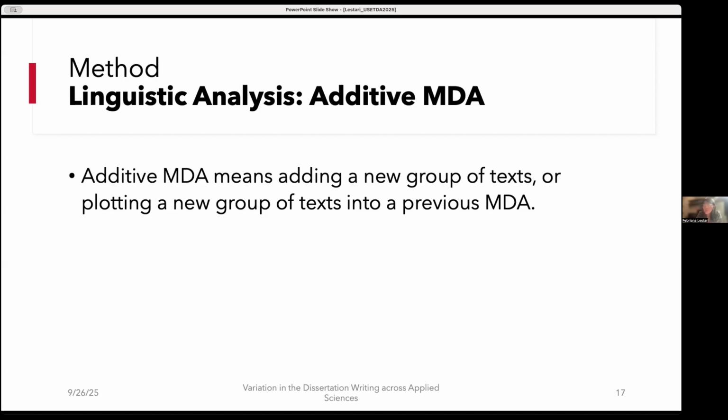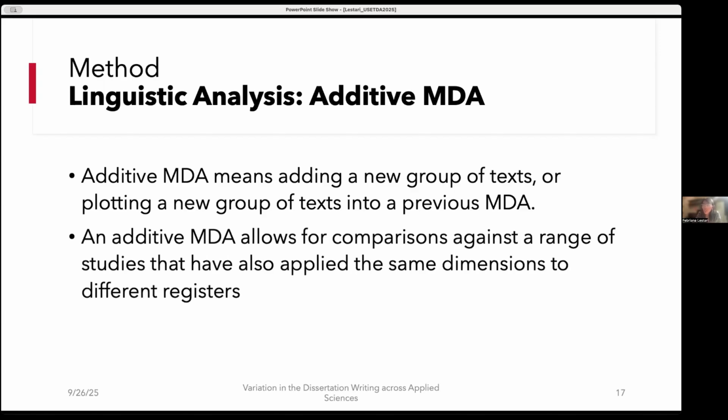The additive MDA means adding a new group of texts, or plotting a new group of texts, into a previous MDA. This approach allows for comparisons against a range of studies that have also applied the same dimensions to different registers. In this pilot study, I used the full MDA dimensions from the studies on the AJRC corpus, that is the research article writing corpus. The reason for me to select these studies is that the AJRC corpus represents academic writing in the research register.